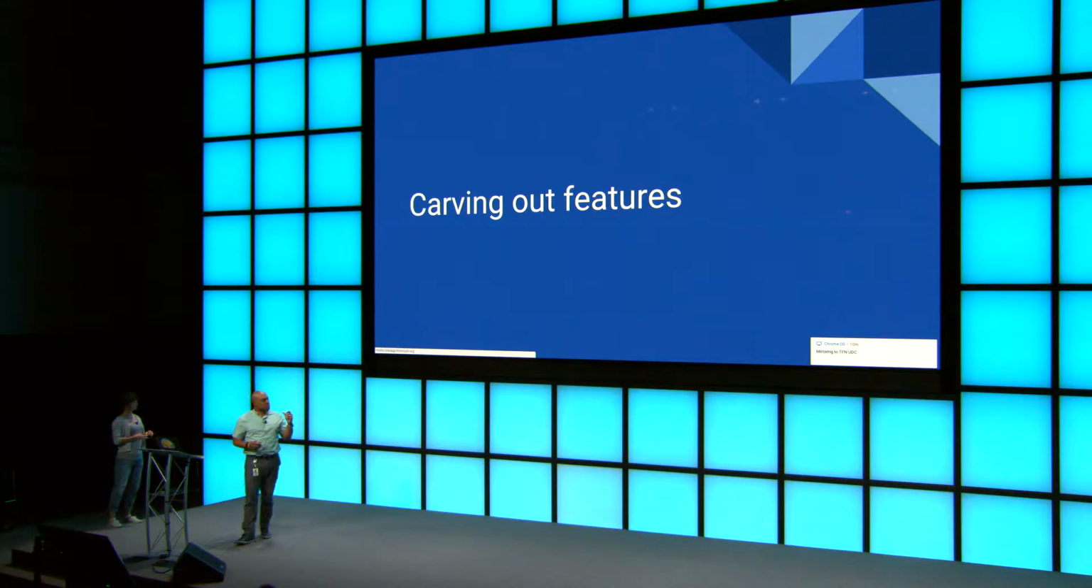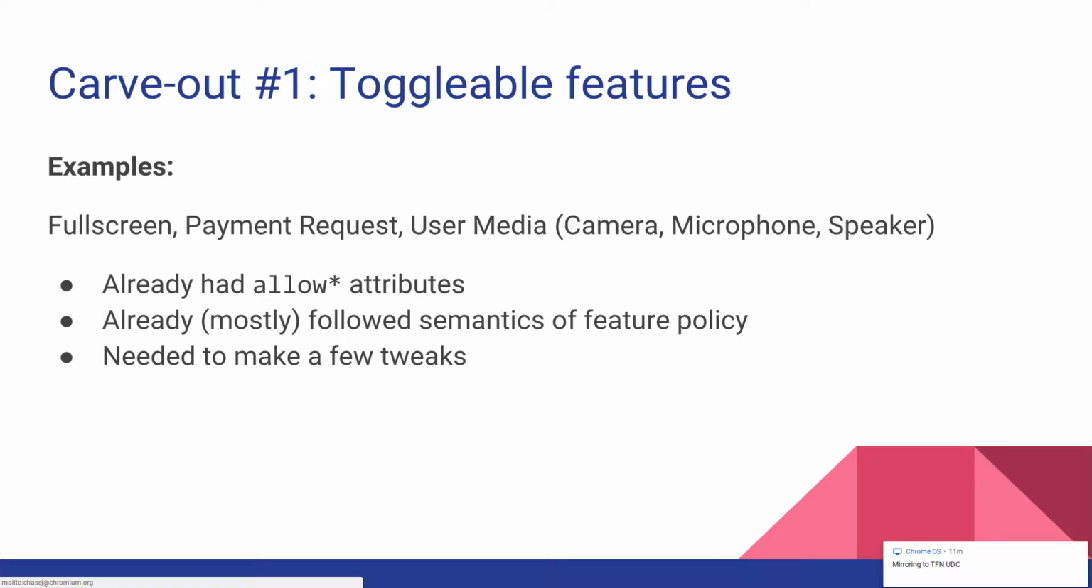So we'll talk about carving out features, right? Starting to draw the lines in that diagram. Now, there's kind of different categories. We'll run through some examples and explain how you can do different carve-outs. So the first one, and this is one we've implemented, is just when you have a simple toggle that you can turn a feature on and off. So we have examples like full screen and payment request. So these are ones that already had an allow attribute. For example, you can specify allow full screen to enable full screen.